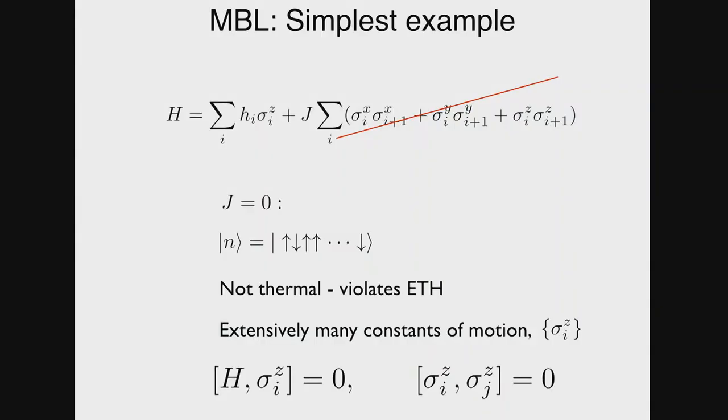And notice the reason the system is localized. I said for integrable systems, you have extensively many constants of motion. That's exactly what you have here. Every single spin operator, sigma z, commutes with the Hamiltonian, and they all commute with each other. Of course, this is a very trivial example, but the point is that this is localized because you have extensively many local integrals of motion that are all conserved by the system.